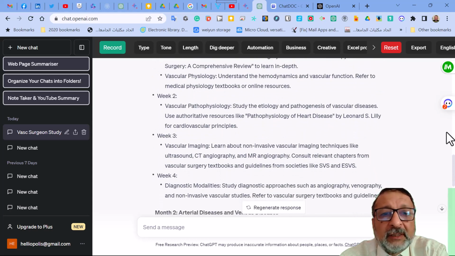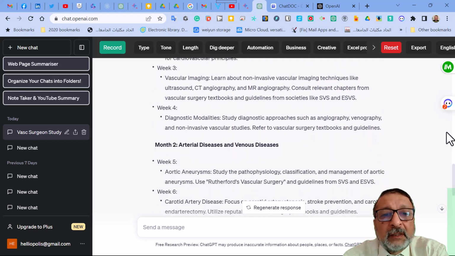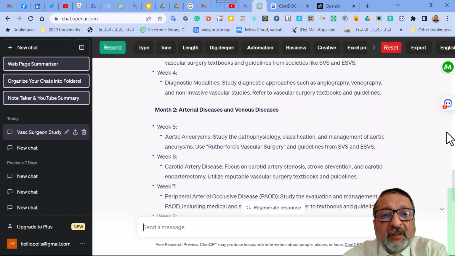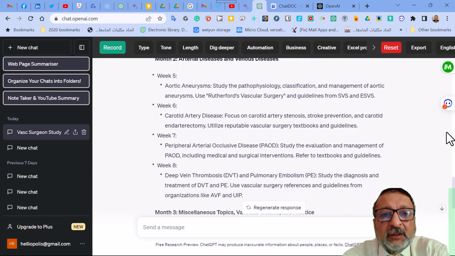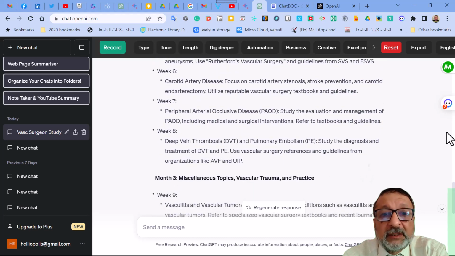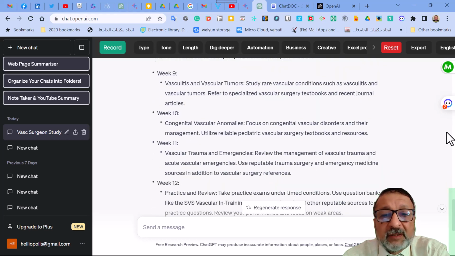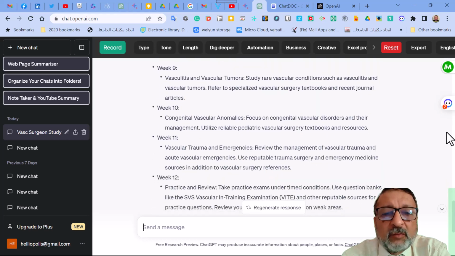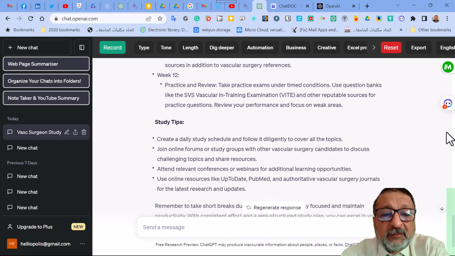Actually, you can see there are more details about the topics you need to read about. And month number 2, arterial and venous disease, week number 5. It mentioned pathophysiological classification, carotid artery disease, peripheral arterial disease, deep venous disease. The third month, congenital vascular anomalies. You can see even the sequence: you start with the common things and the last month with the rare things. Study tips are very nice in ChatGPT.